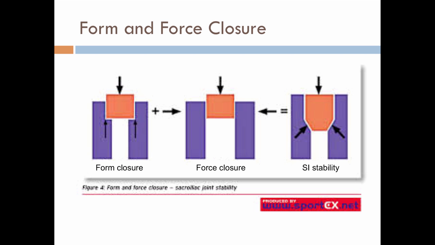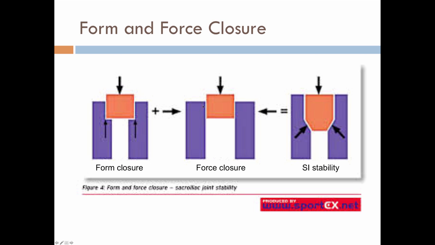Now I want to just discuss quickly the concept of form and force closure. Form closure has to do with the shape of the joint in question. And as you will see, the sacroiliac joint has a very unique shape. And so schematically, it's represented here with this clear right angle. And so clearly this block here that represents the sacrum fits in these notches, which prevents the sacrum from dropping through here. So that would be an example of form closure.